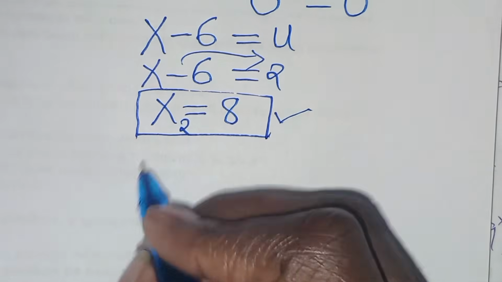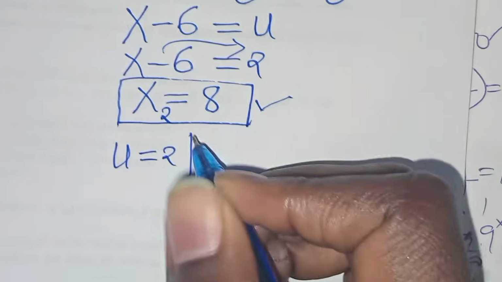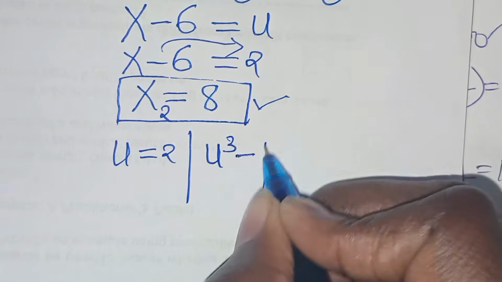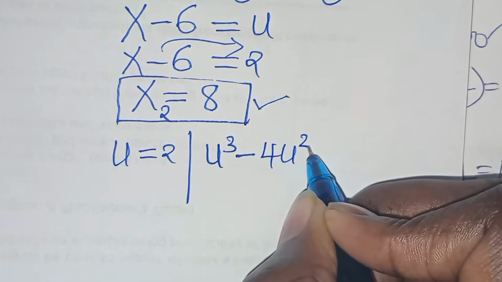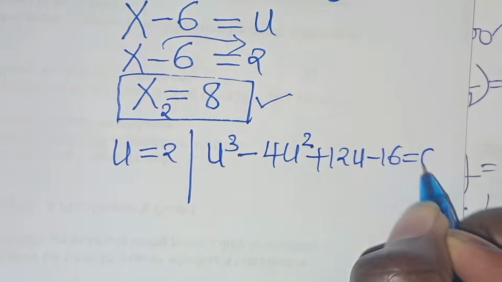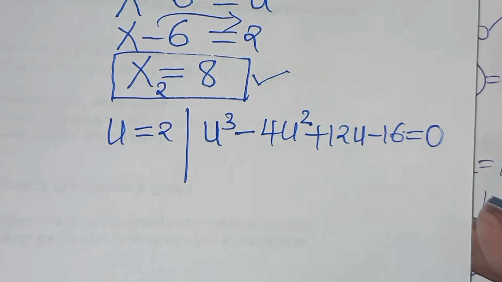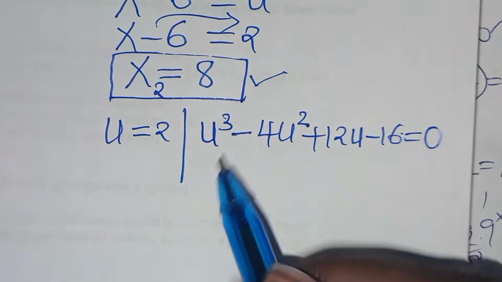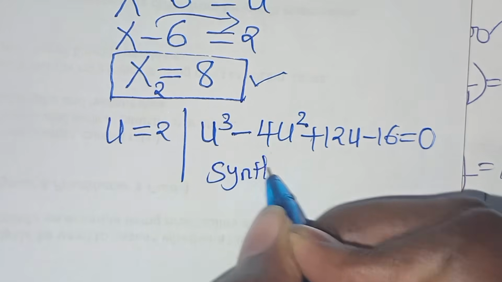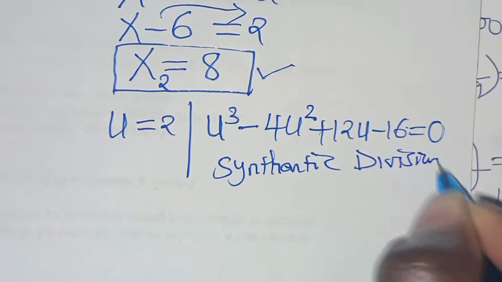Now we have the cubic function. Since u is equal to 2, and the cubic function, which is u to the power of 3 minus 4u squared plus 12u minus 16, is equal to 0, we can reduce this cubic function into a quadratic equation by applying synthetic division. So let's apply the synthetic division from here.